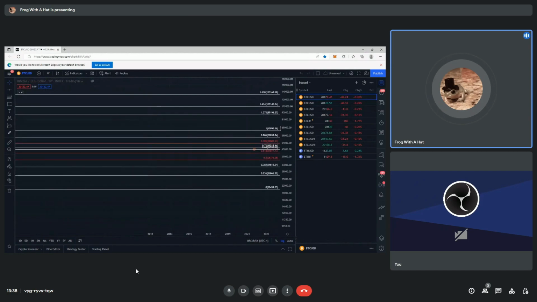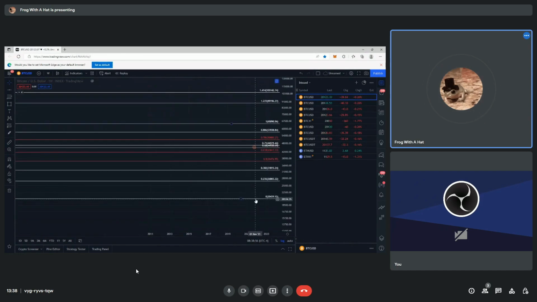I personally have these lines. The zero line is the start of the fib, and the one line is the end of the fib. I'll show you how to draw it exactly later. And you got these lines: the 0.236, the 0.382, the 0.5. I have it highlighted in red because it's a critical line. You got the 0.618. I also have it highlighted in red, which is a critical line.